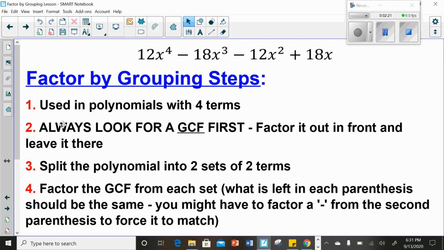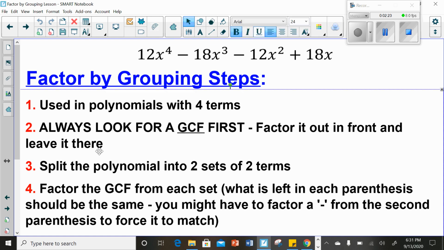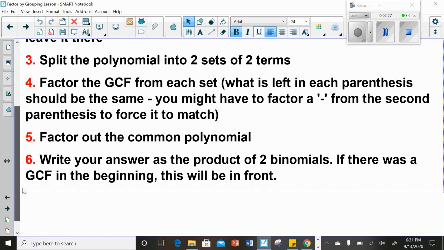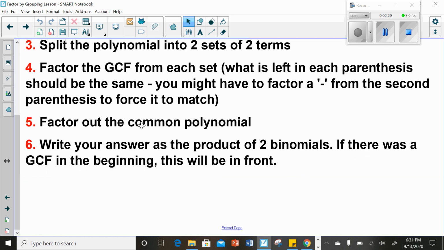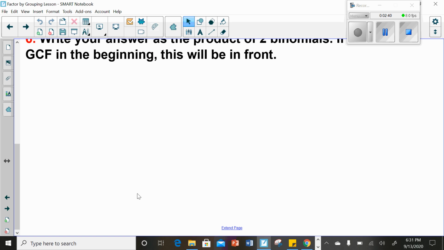So I am going to get a bigger frame. Here we go. And then you will factor out that common polynomial, and then you'll write your answer as the product of the 2 binomials. And if you have a GCF, you have to make sure that that stays in front. So I'm going to extend this page, and here we go.